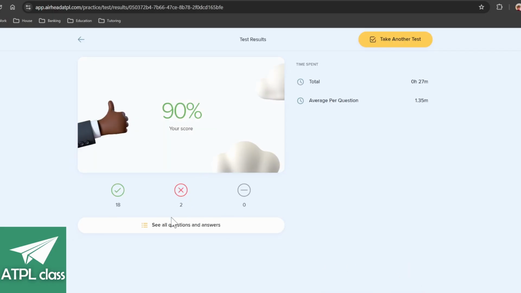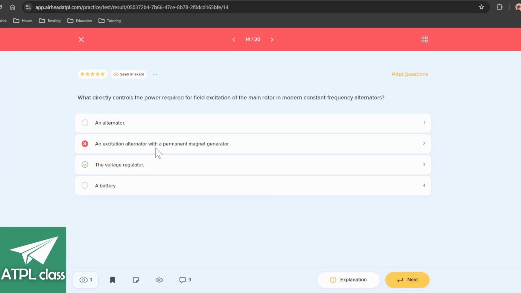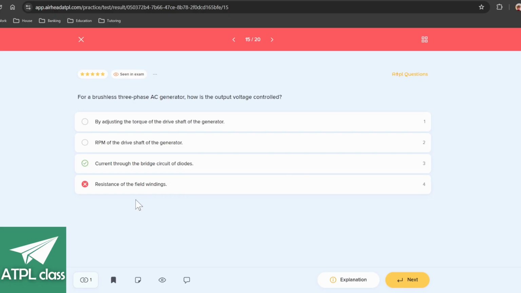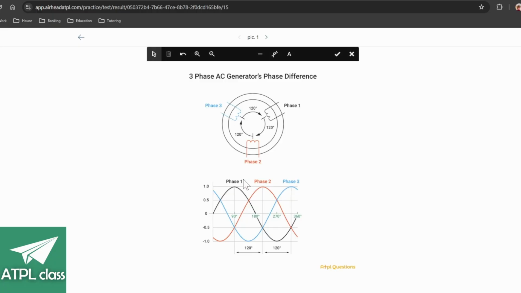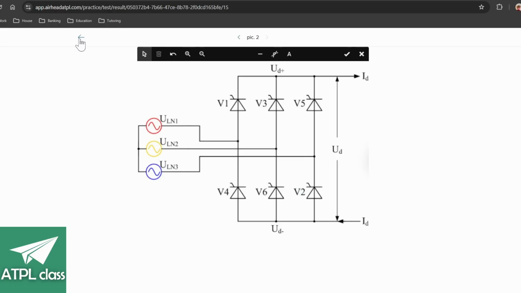90%, that was a good one. See all questions and answers. So I got 2 wrong in a row. So this kind of confusing one here, I need to go look at alternators and constant frequency and stuff like that. And then it was the next question we got wrong as well. So for a brushless 3-phase generator, how is the voltage output controlled? So current through the bridge circuits of diodes. I didn't even know there was. What's the explanation here? Pick 1, pick 2. Wow, that makes no sense at all to me.